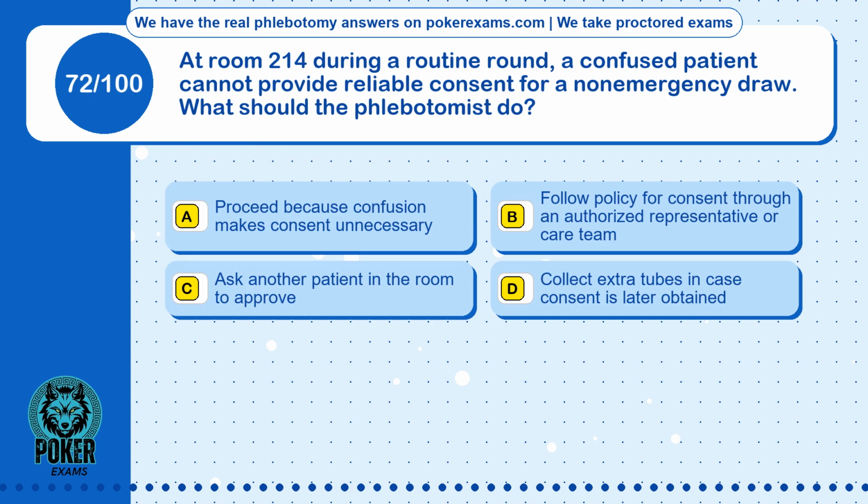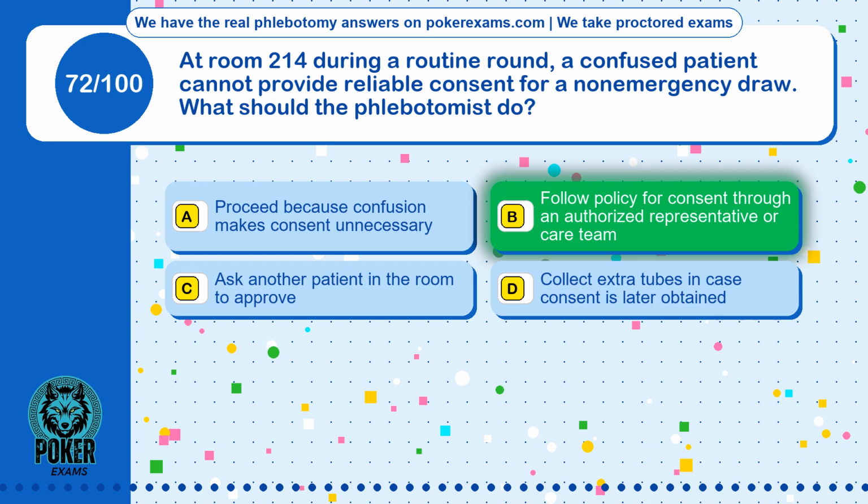Question 72. At room 214 during a routine round, a confused patient cannot provide reliable consent for a non-emergency draw. What should the phlebotomist do? Option A, proceed because confusion makes consent unnecessary. Option B, follow policy for consent through an authorized representative or care team. Option C, ask another patient in the room to approve. Option D, collect extra tubes in case consent is later obtained.